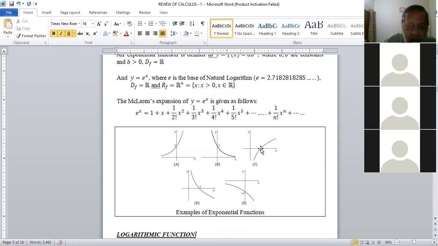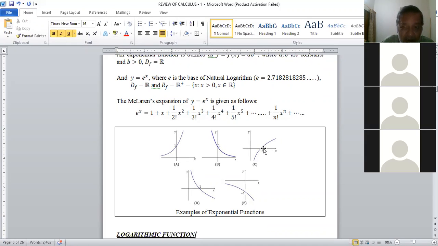When x is equal to 0, this is it. When x is equal to 0, y is equal to 1. When x is positive, it becomes larger and larger. Y values become larger and larger. And when x is negative, so e power minus 1 becomes 1 upon e, and this starts decreasing to the left-hand side. These are variations in the sense this is e power minus x.